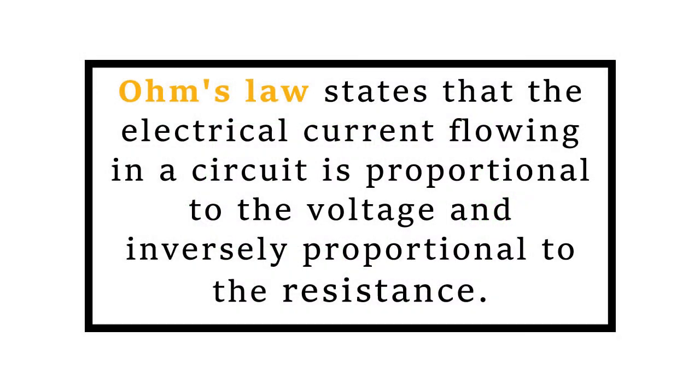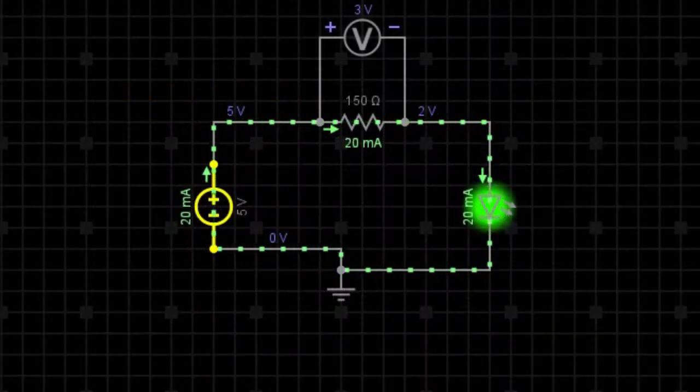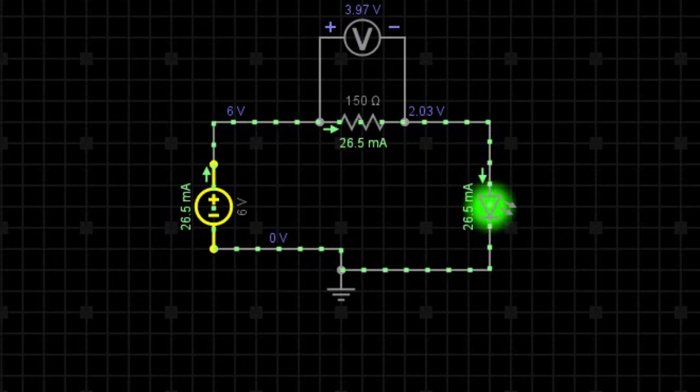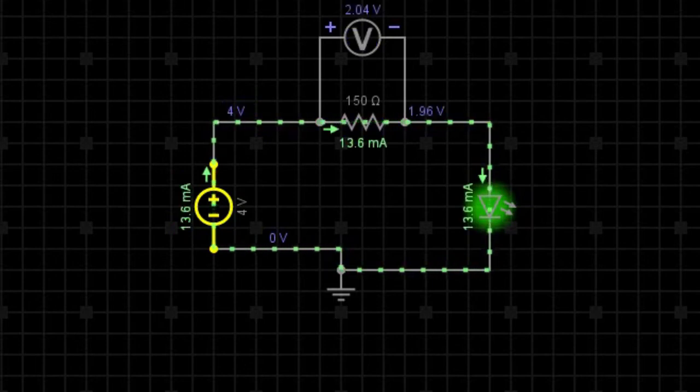Now we can go ahead and do a visual demonstration of what Ohm's law states. It states that electrical current in a circuit is proportional to the voltage and inversely proportional to the resistance. So while keeping the resistance in the circuit the same, I'm going to adjust the voltage by increasing this 5-volt supply to 6 volts, so I've added 1 volt. And we can see here that the current has increased as I have increased the voltage. If I decrease the voltage in the circuit to 4 volts, we can see the current in the circuit has also decreased, so we are now down to 6.4 milliamps and that LED is barely lit.